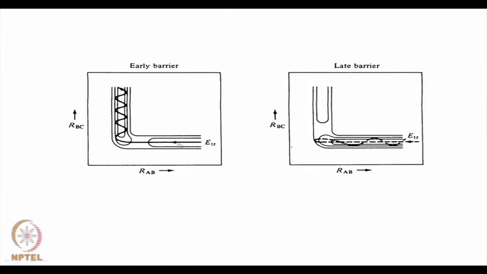Okay. So, the barrier is somewhere over here, which means it is earlier than this point. So, barrier in the entrance channel. Okay. So, exothermicity is released before AB reaches its equilibrium position. Okay. So, this is one situation.